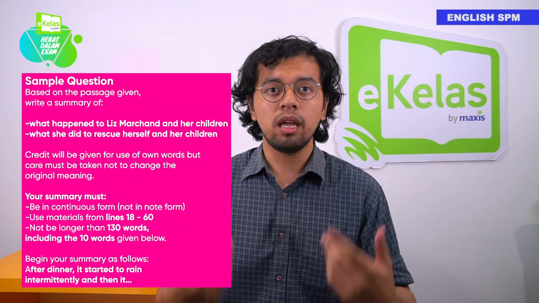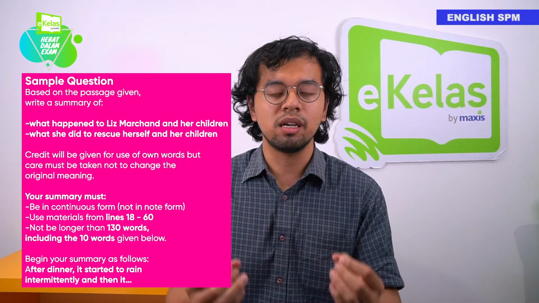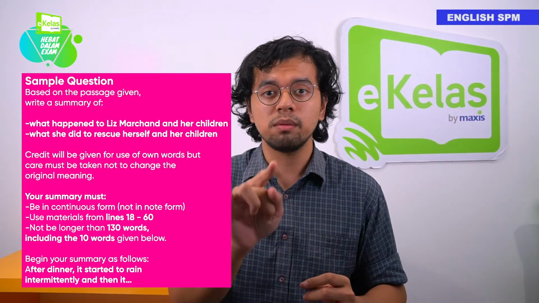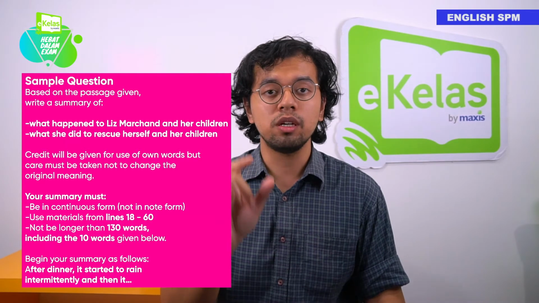You should see on screen, will give you the demonstration of how the sample question will look like. This is exactly as how you will see in the examination. Take note of a few things. Look for what they ask you to write about. If you see here, it's write a summary of what happened to Liz Marchand and her children, and also what did she do to rescue herself and her children. So this will be what your summary is about. Take note of that. We'll bring up in a bit the actual text in which you'll need to summarize. We've shortened it from 18 to 60 to 18 to 40. As you have to remember, no longer than 130 words, including the first 10 words below. So if you see there, it's bolded out. After dinner, it started to rain intermittently and then it ... You have to include that in your answer.